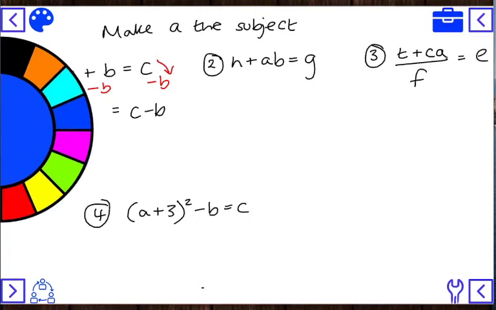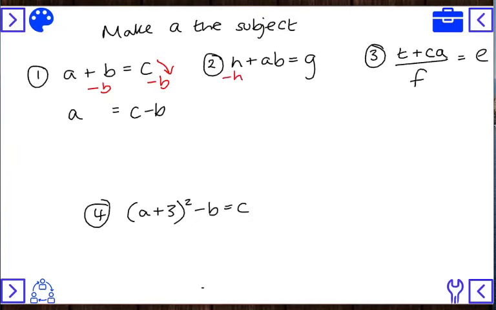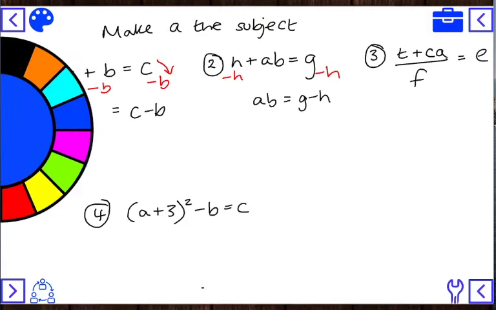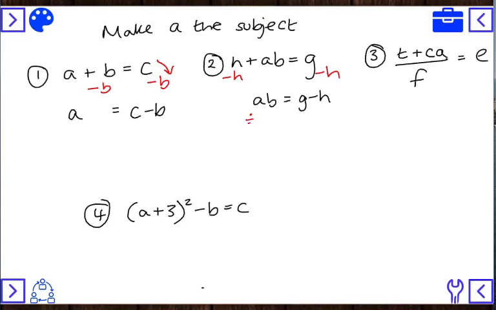For this one, I actually want to get rid of H first of all, because I can subtract H from both sides, making H zero on the left and leaving me AB on the left hand side. As you can see here, I've got G minus H on the right. So now I need to get rid of times by B. I'm going to divide both sides by B, because times by B, divide by B will just leave me 1. So I've got 1A is equal to G minus H all over B. So I again have made A the subject.